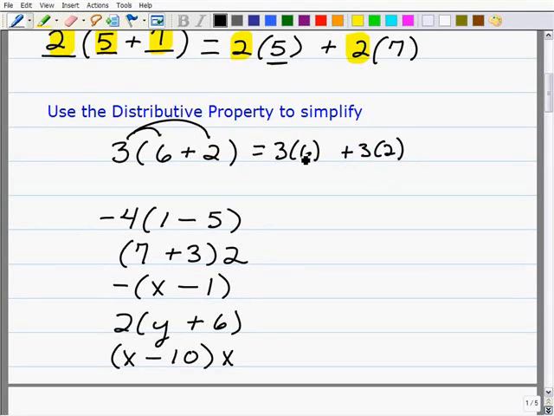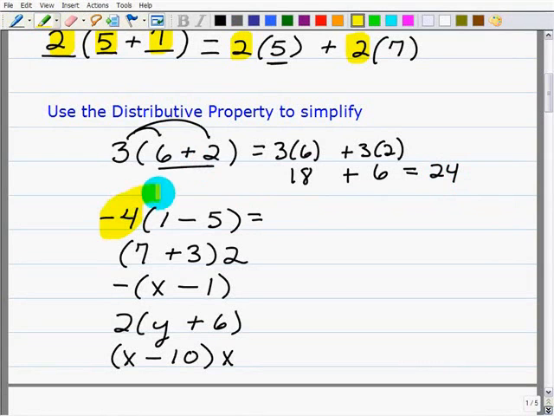Of course 3 times 6 is 18 plus 6. So the sum there is going to be 24. And of course we can check this by seeing that 6 plus 2 is 8, and 8 times 3 is 24. So there's another verification of the distributive property. All right, let's just keep going here.